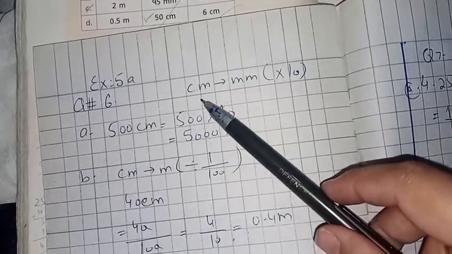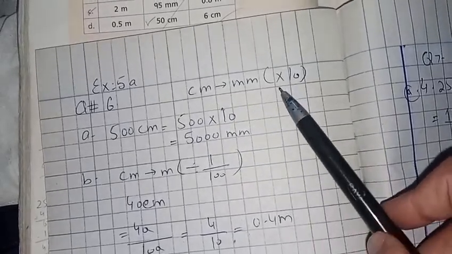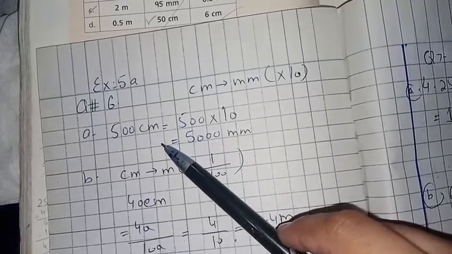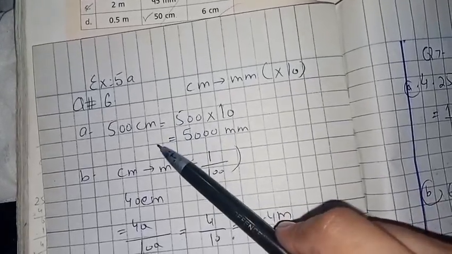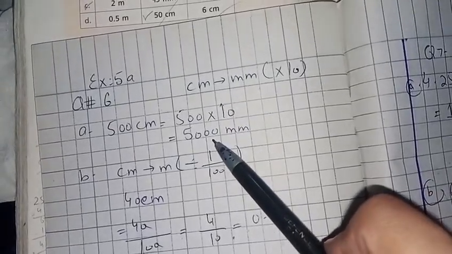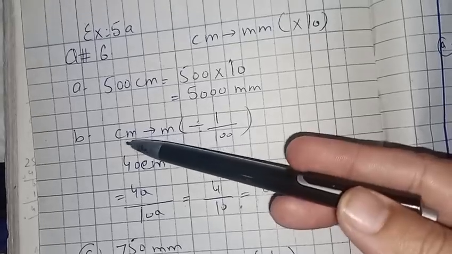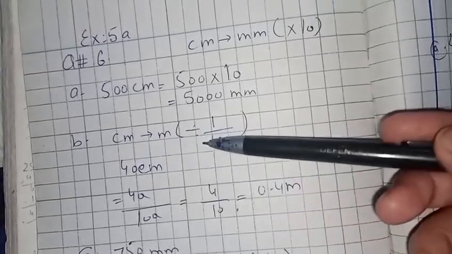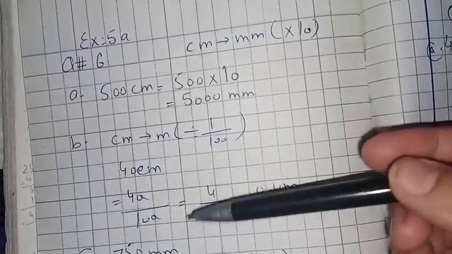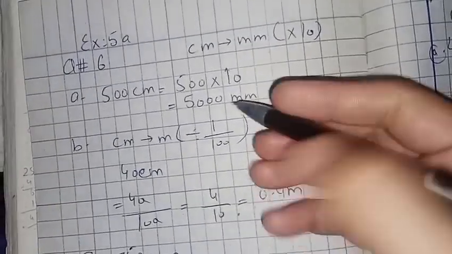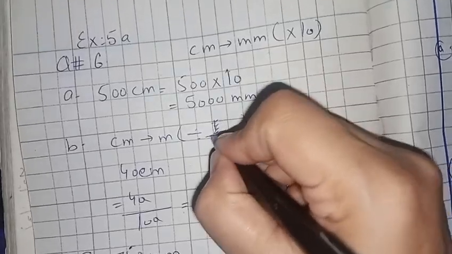Okay, when you are converting centimeter into millimeter, you have to multiply with 10. Here, 500 you are converting into millimeter, so you are multiplying 500 with 10. One more zero will come in the answer, just this much. Look at this one: whenever you are converting centimeter into meter, you are dividing by 100.